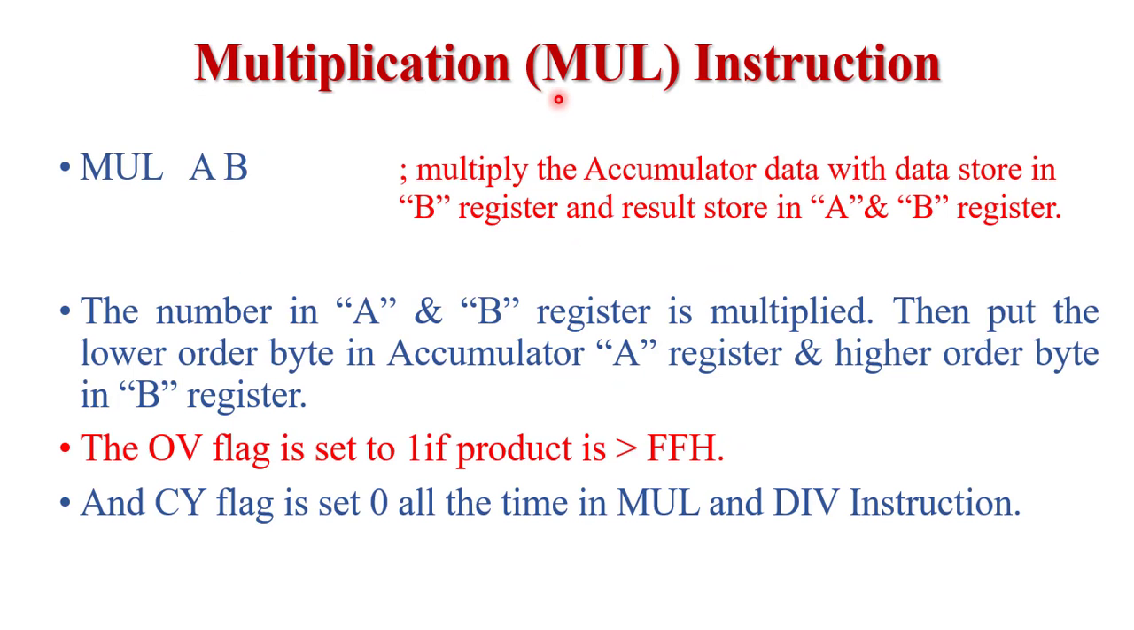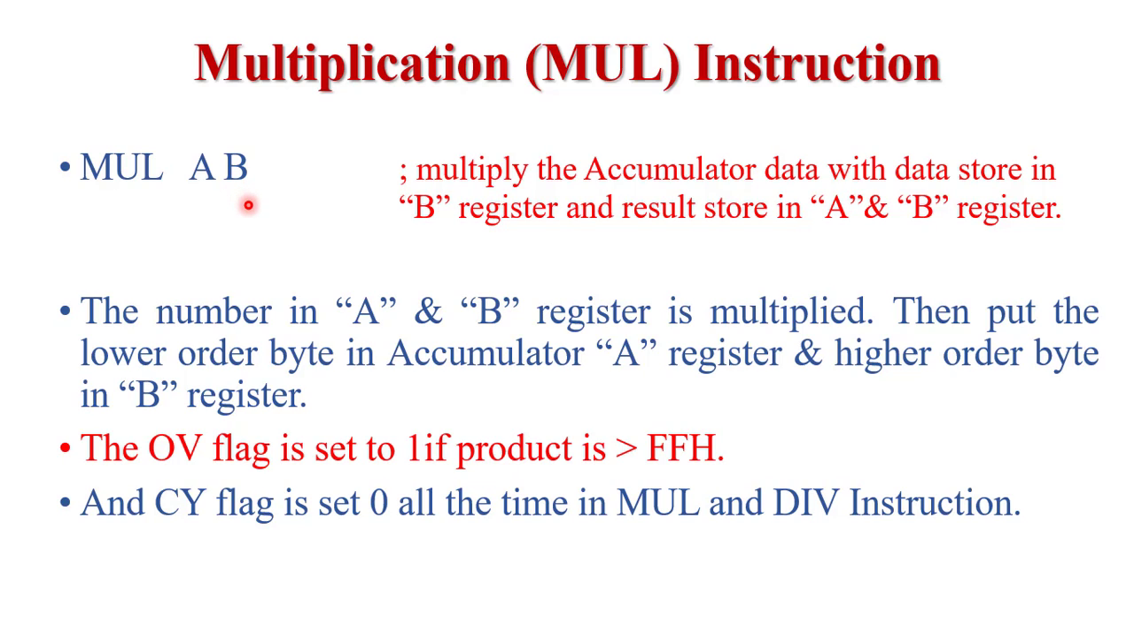Now next is multiplication instruction. The opcode for multiplication is MUL and the syntax of this instruction is MUL AB. MUL is the opcode of the instruction. This instruction is different from other instructions because in this instruction the two operands are not separated by comma. Here we write directly AB without comma. A is the accumulator register. So first data we load in the accumulator register and B is the B register. Here we load second data into the B register.